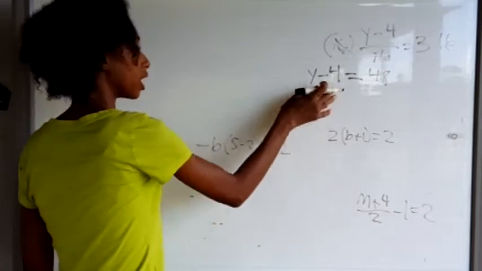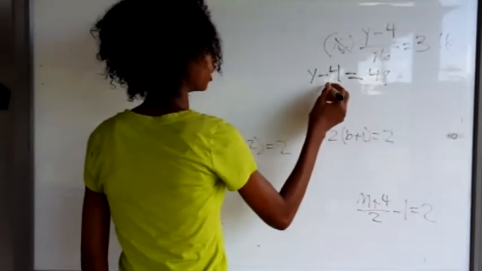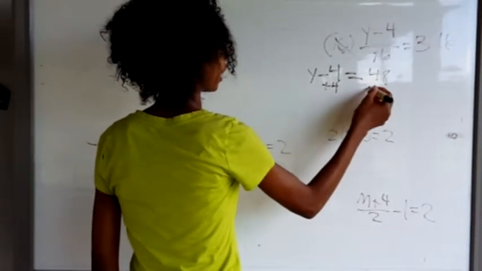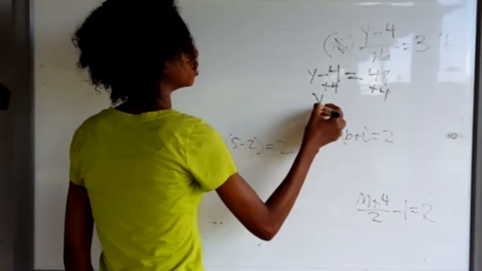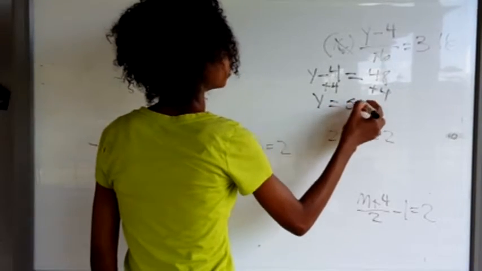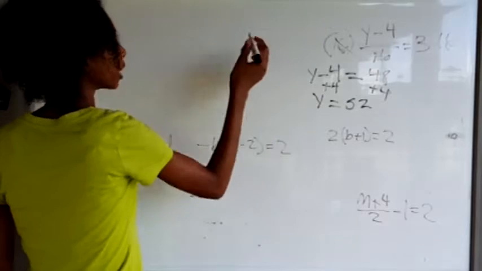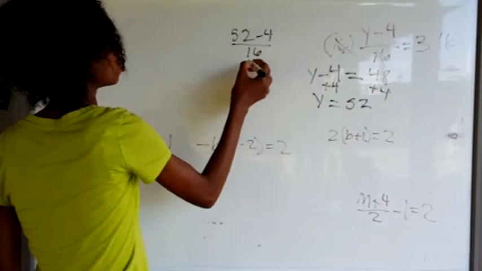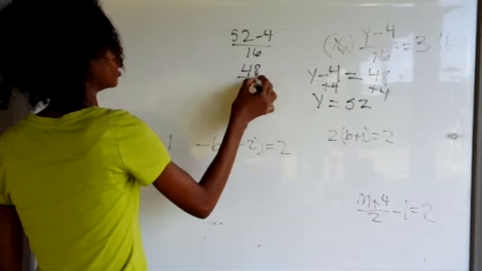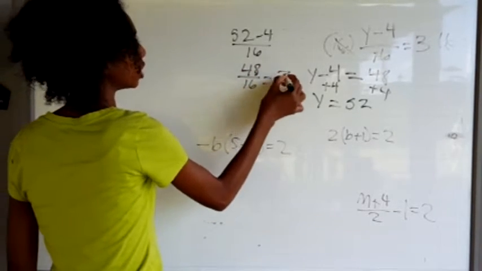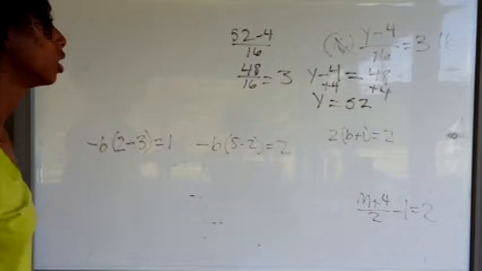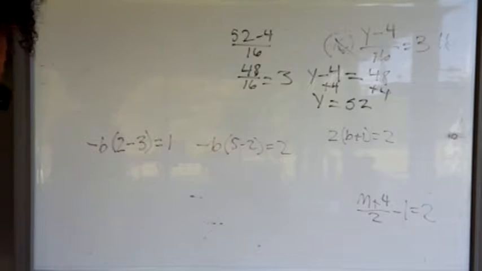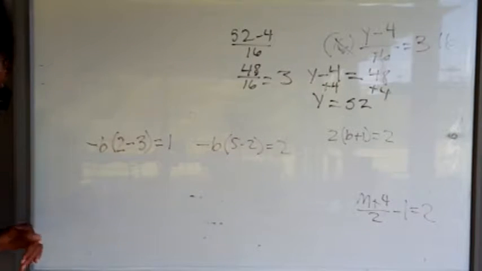Alright, so now we have subtraction left, so we're going to go ahead and add 4. So y equals 52. If we plug it in, we get 52 minus 4 over 16. 52 minus 4 is 48 divided by 16. We just did it, so equals 3. And 3 equals 3.